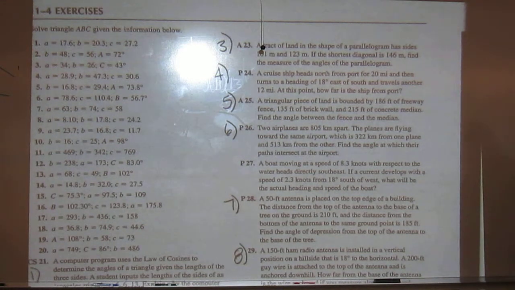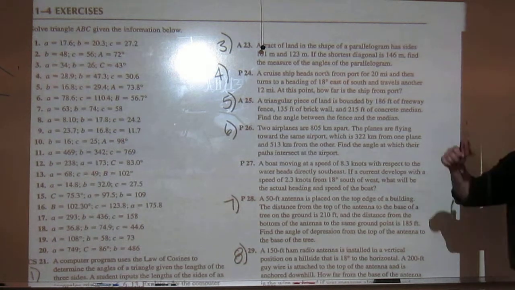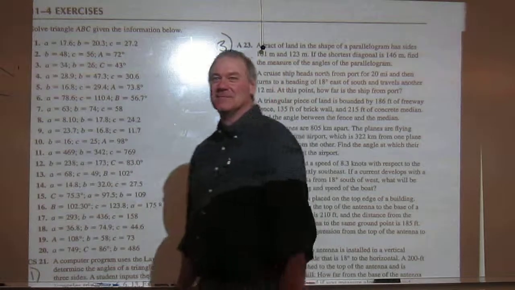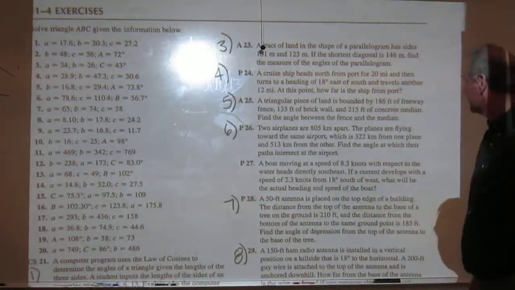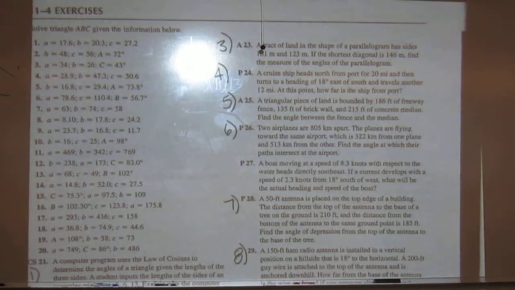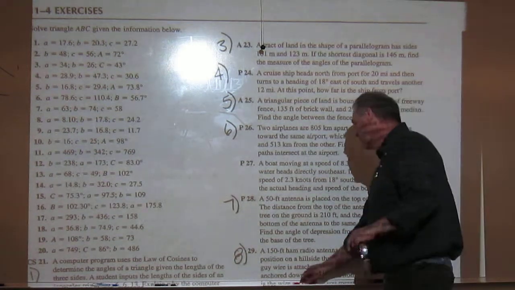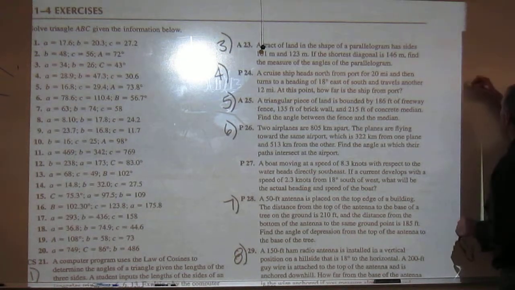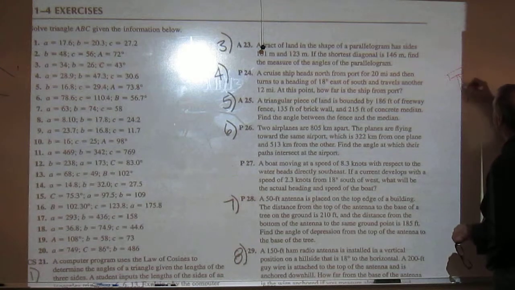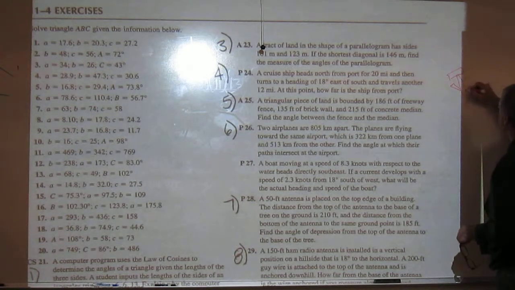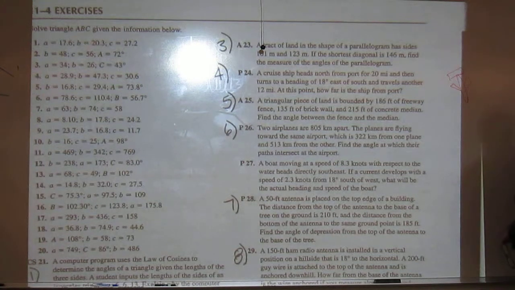Okay. So like on number 6, where you have two planes that are going, I think, toward each other or something. Oh, okay, so two airplanes are 805 kilometers apart. The planes are flying toward the same airport. So I just have my line on the bottom that is 805 kilometers.